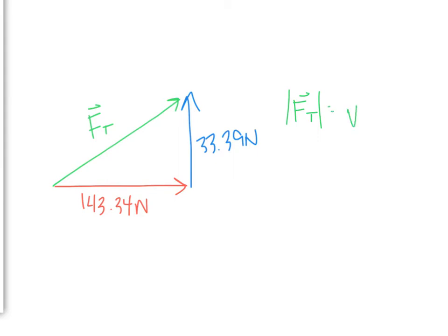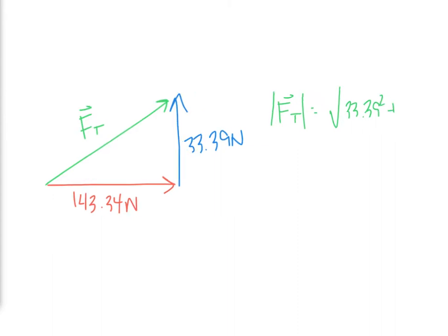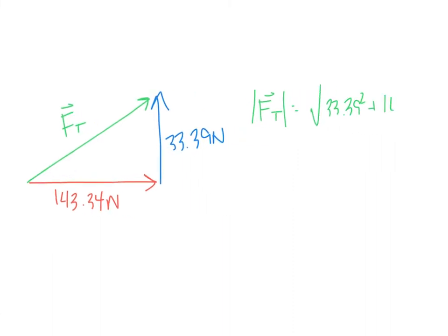It's just going to equal the square root of 33.39 squared plus 143.34 squared. We get our answer for the magnitude as 147.18 newtons. And lastly, we need the direction. In order to express our final answer as a vector, we need the direction. So we need to know what that theta is.